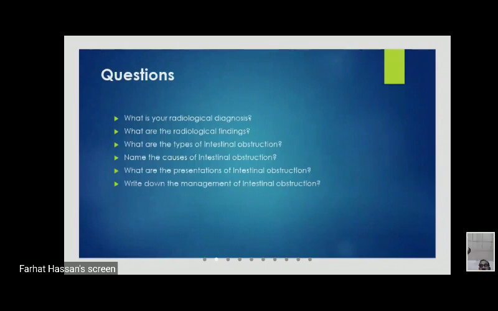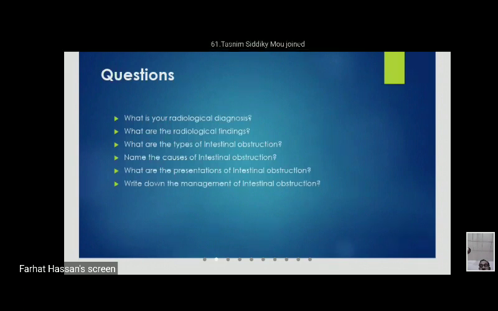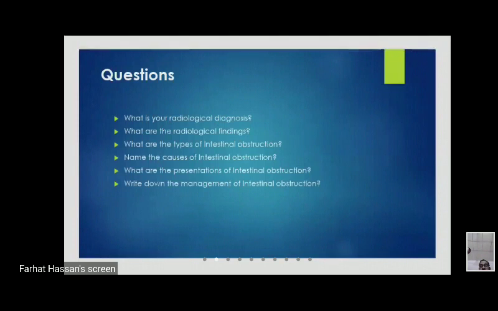So how can you recognize that the patient has developed strangulation? What are the features of strangulation? Sir, constant or severe pain, tenderness with rigidity and signs of peritonism, and shock may develop.